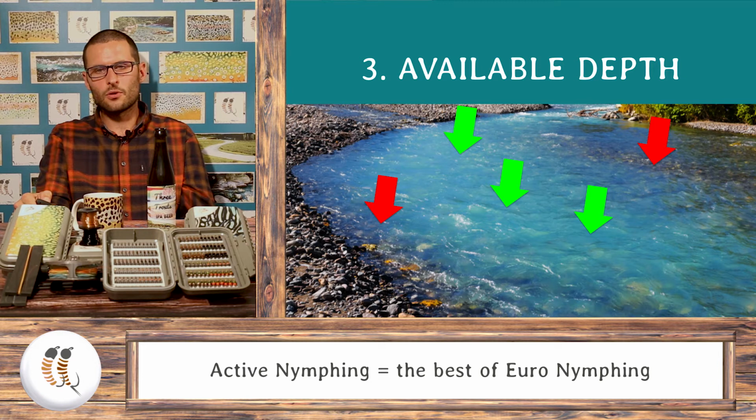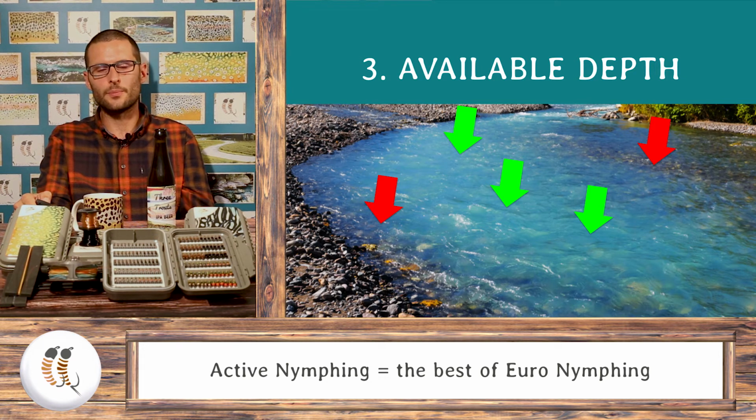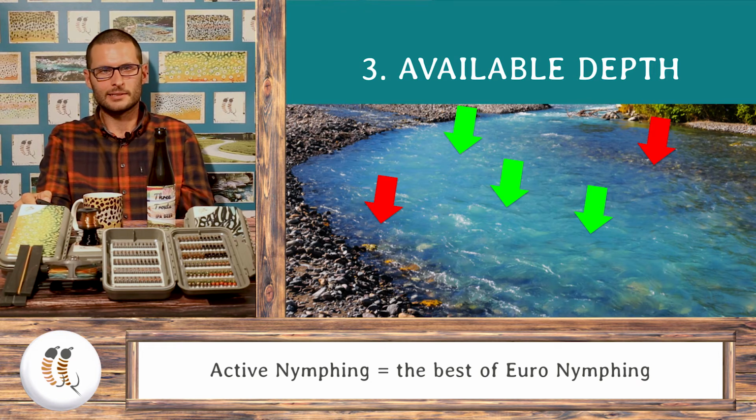But first of all, you must read the river to find the suitable spot for your method. Or you try, like I told you, 20 different methods, and if you want to fish all the nymphing methods, at the end you will fish nothing.